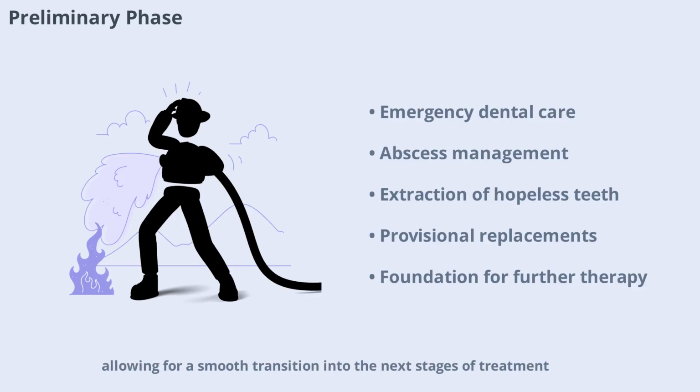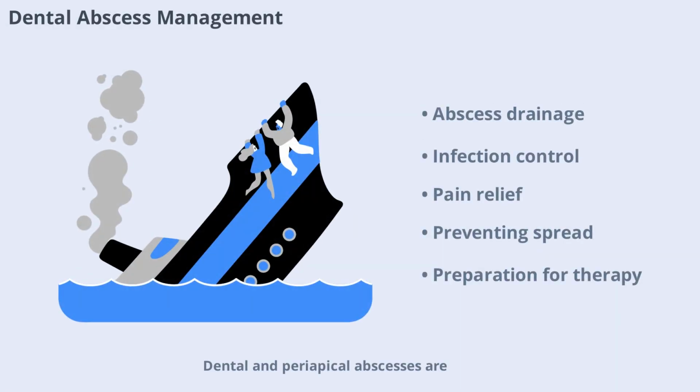Dental and periapical abscesses are common emergencies in periodontal practice. These infections can cause severe pain and swelling, requiring prompt intervention. Treatment typically involves drainage of the abscess, antibiotics if necessary, and addressing the underlying cause. By managing abscesses effectively, clinicians prevent the spread of infection and alleviate patient discomfort.